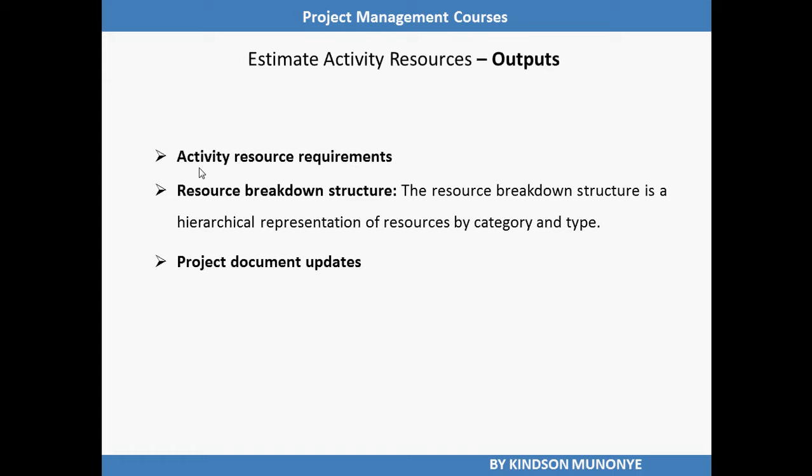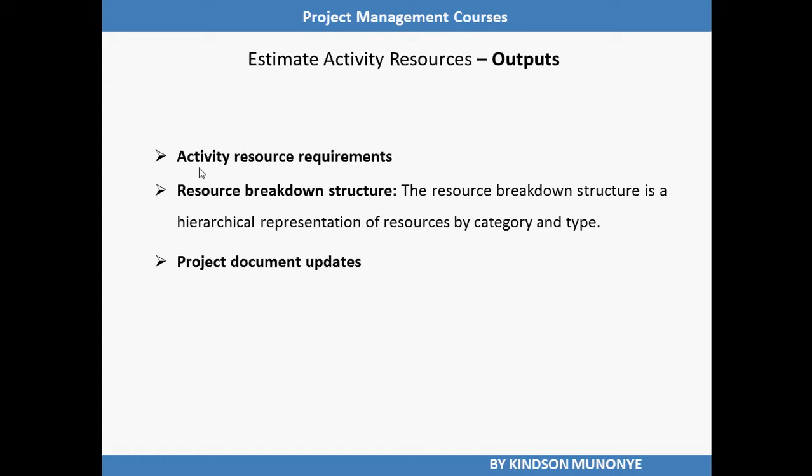Another output of the estimate activity resources process is resource breakdown structure, RBS for short. The resource breakdown structure is a hierarchical representation of resources by category and type. Examples of resource categories include labor, material, equipment, and supplies. Resource types may include the skill level, grade level, or other information as appropriate to the project. The resource breakdown structure is useful for organizing and reporting project schedule data with resource utilization information.